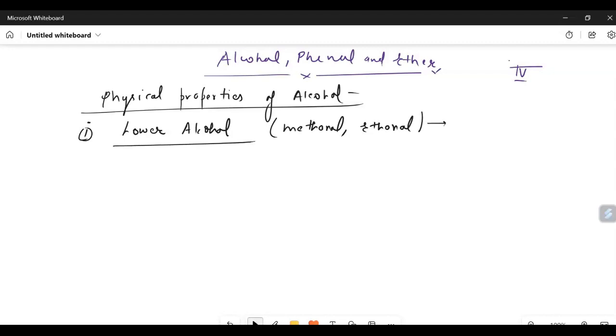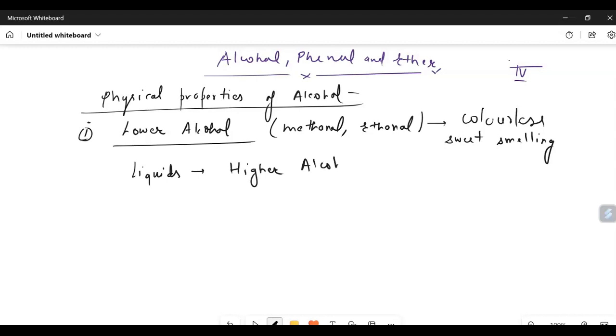Lower alcohols are basically colorless and sweet smelling liquids. The higher alcohols are also colorless, odorless, no smell, and waxy solids.